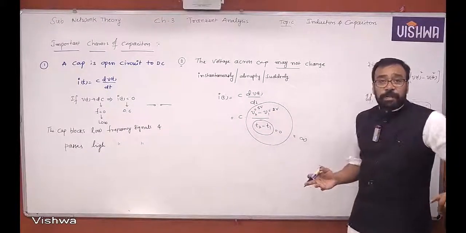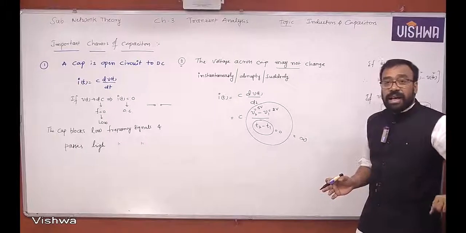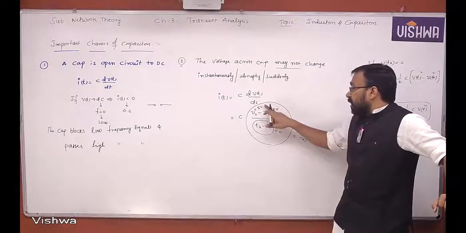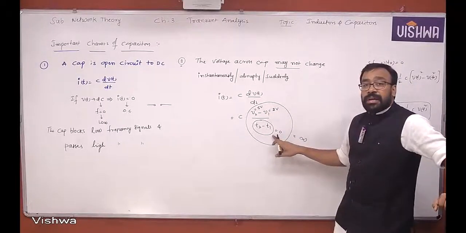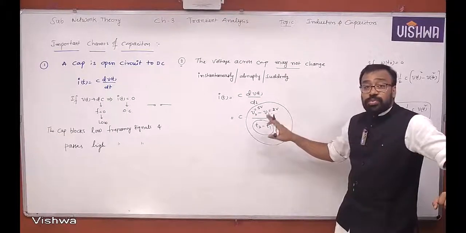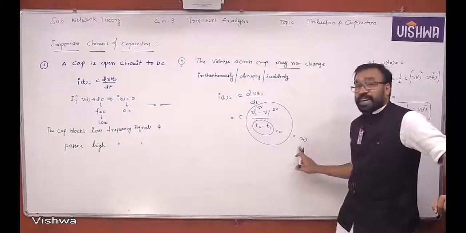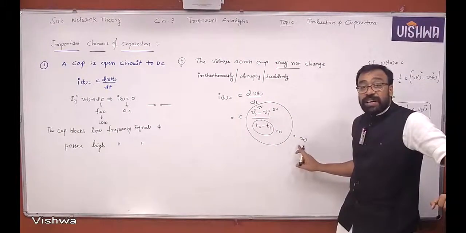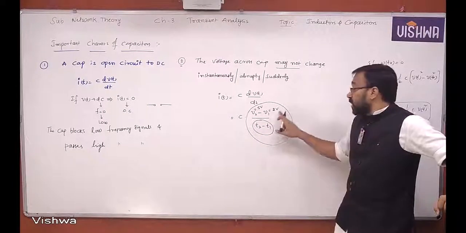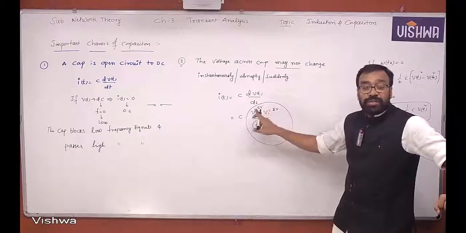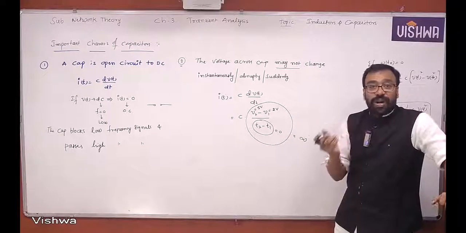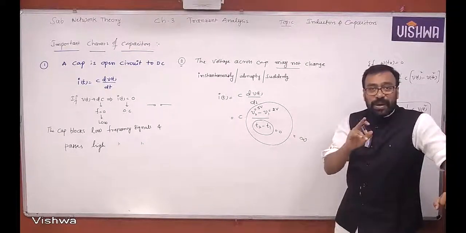What does it mean? It means that if you want to change the voltage across a capacitor from one value to another value in zero time, the current required to be passed through the capacitor is infinite. That means you need to send infinite current through the capacitor in time zero to change from one value to another. But infinite magnitude in zero time is always called what? Ideal impulse. Yes or no?